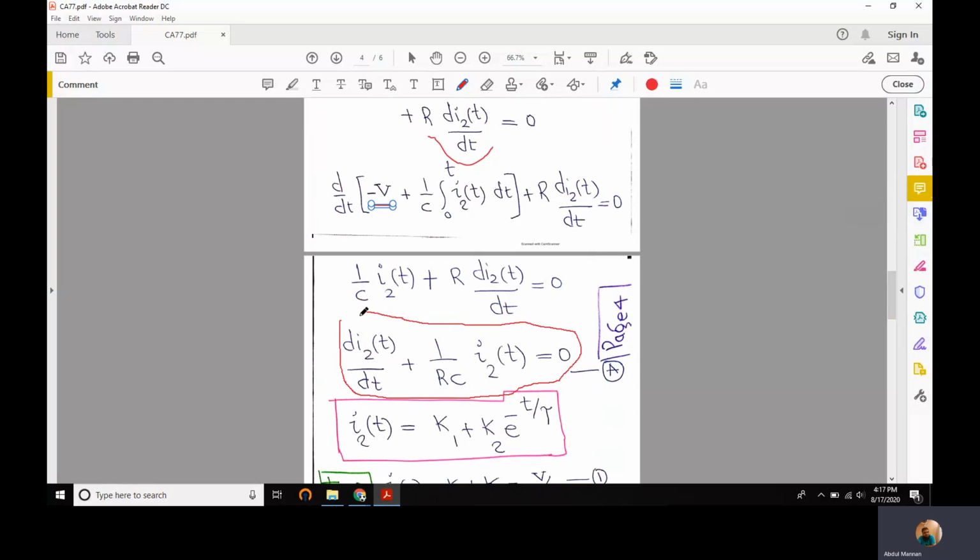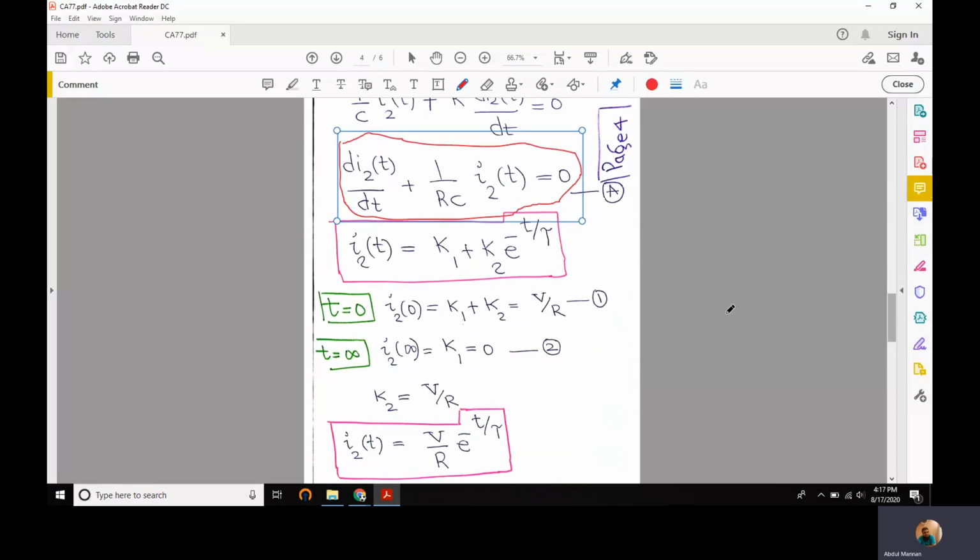This is a homogeneous first order differential equation, for which the general solution is this: k1 plus k2 e to the minus t over tau. And now we have three unknowns, k1, k2, and tau, which we can compute by putting the initial value and the final value. By putting the initial value, we get this expression. By putting the final value, we get k1 is equal to 0. This means k2 is V over R.